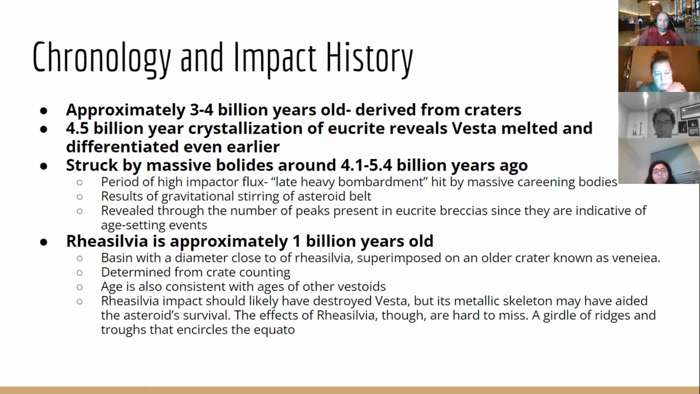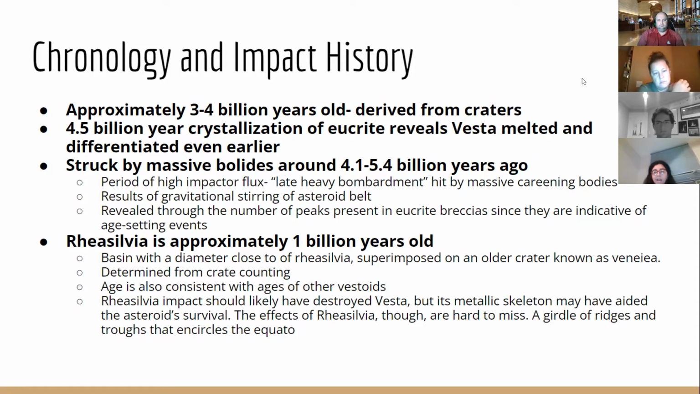And there's a bunch of eucrite breccia known, which is all indicative of age in asteroids. The basin I was talking about earlier is known as Rheasilvia, and it's about 1 billion years old. It's the most visible aspect of this specific asteroid, and it was determined through crater counting. The age of this one is specifically consistent with other types of asteroids as well, and regarding its impacts, the original theory is that the impact should have destroyed Vesta.